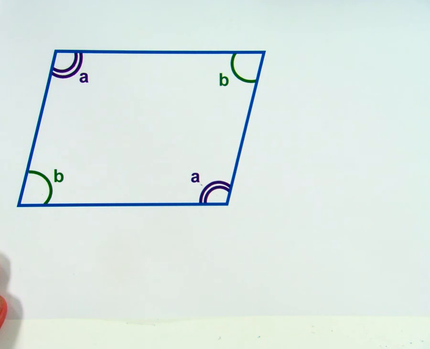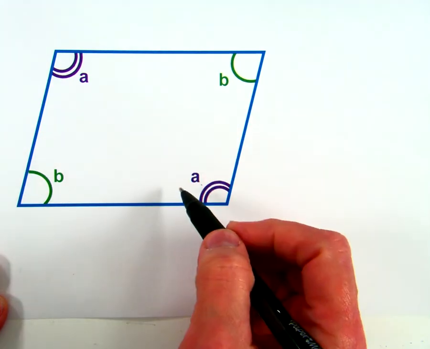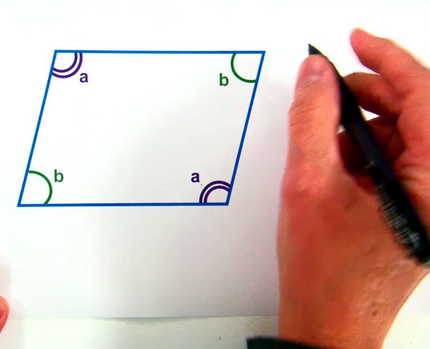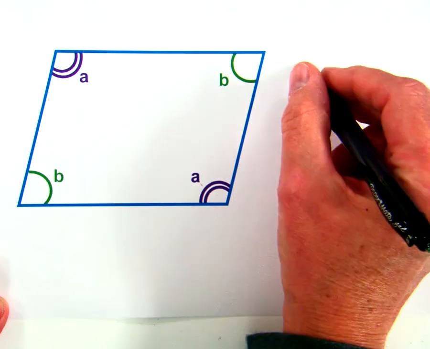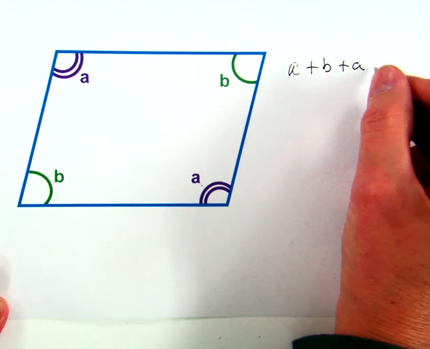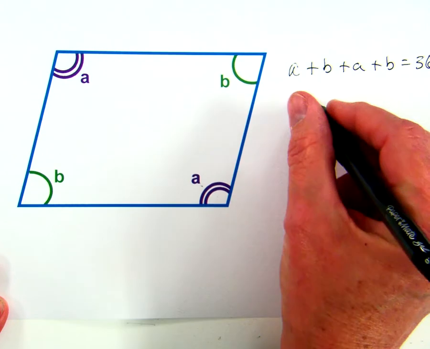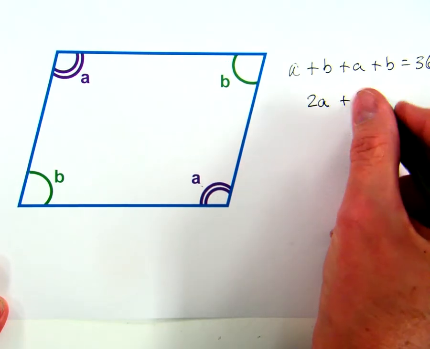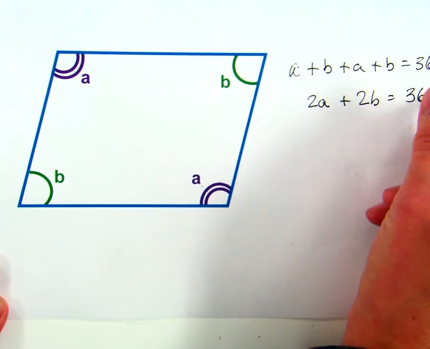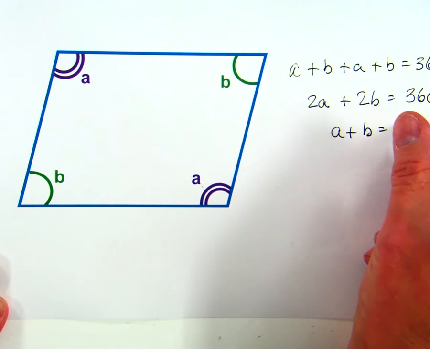Okay, now I recall that a quadrilateral has 360 degrees in it. We did that last time. So if I add all of the angles up, I'll get 360. So that's A plus B plus A plus B equals 360. Or I can write it simplified as 2A plus 2B equals 360. Divide everything by 2. A plus B equals 180.